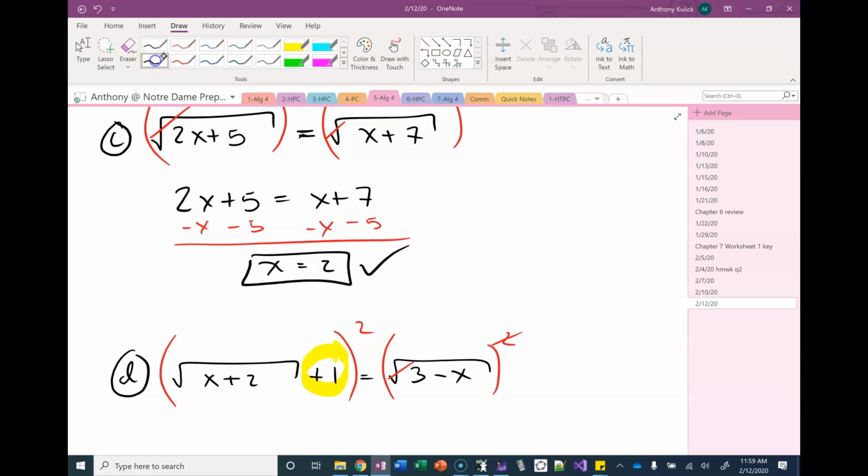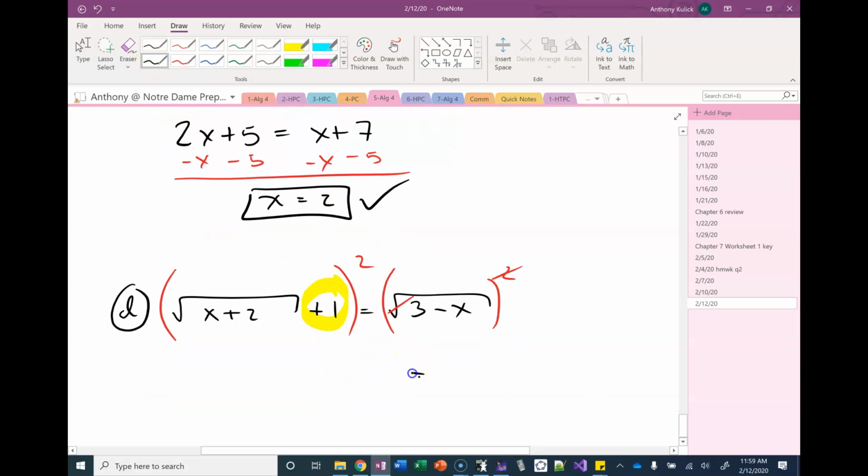So on the right-hand side, the square can just cancel the square root, and we're left with 3 minus x. What do I have to do on the left-hand side, though? Can I just write that as x plus 2 plus 1 squared? We have to FOIL here.